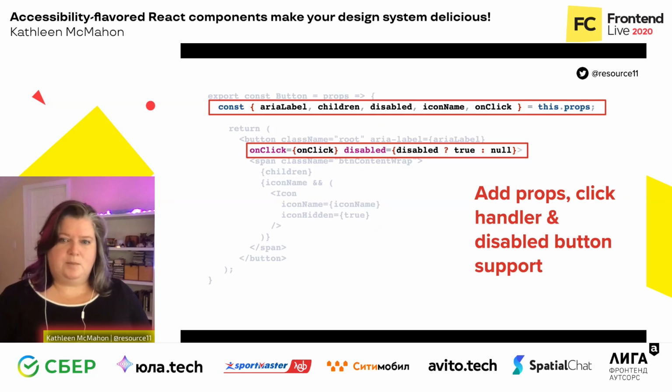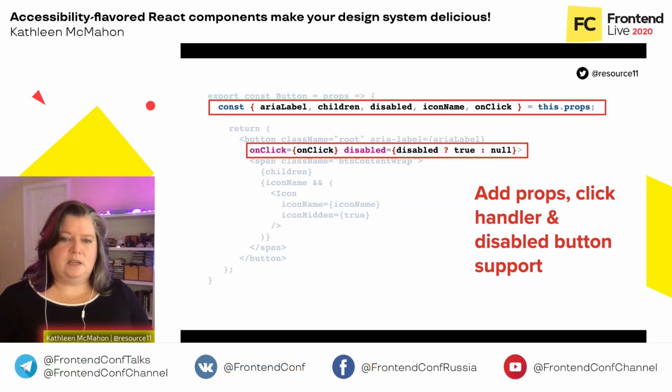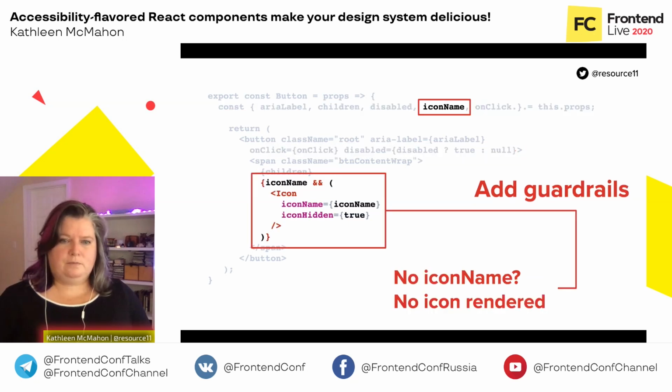The JSX is popped into the component's render method, and we are going to add some props and an on-click handler and some disabled button support. The one guardrail we're going to add will ensure that if no icon name is passed in to the component, no icon will render in the button.